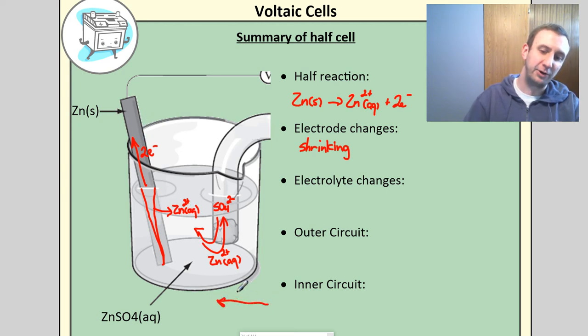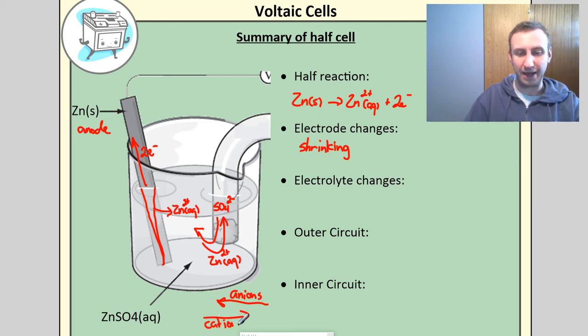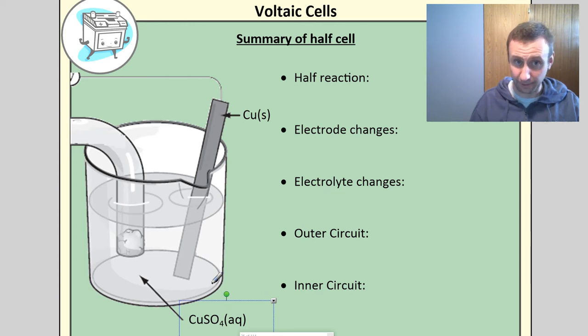So anions are always going to move towards the anode, right? This being the anode. Well, cations are going to be moving towards the cathode. My outer circuit, I have electrons that are moving from anode to cathode, so they're going to be going in this direction. And then for the inner circuit, we already talked about that. Anions will migrate towards the anode, while cations are going to migrate towards the cathode.